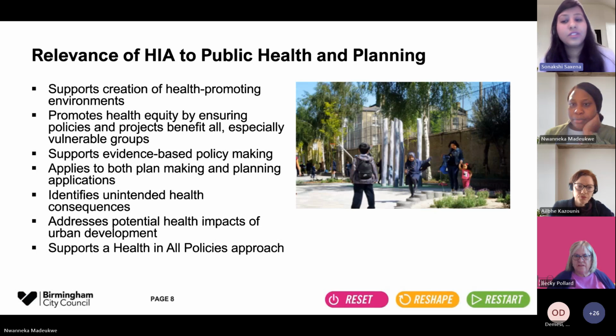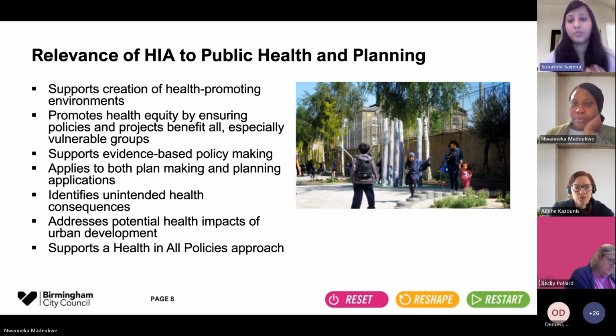So it's deeply relevant to both public health and urban planning because it offers a multidisciplinary approach, engages various stakeholders, including the public, urban planners, health professionals, and policymakers. So this inclusive approach ensures that decisions reflect a wide range of perspectives and experiences. It combines both the qualitative and the quantitative data to provide a well rounded understanding of potential impacts.